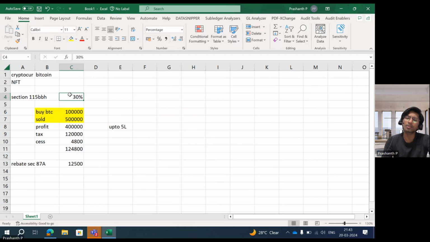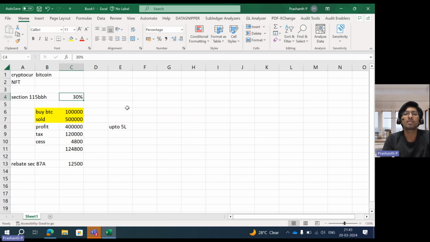So what did we understand from this much? We cannot get the basic exemption limit of 2,50,000. You cannot get the rebate. You cannot get the set off of loss benefit. You also cannot carry forward the loss. There will be no benefit when you sell cryptocurrencies. When you make profit from cryptocurrencies, you have to pay tax at the rate of 30%, right? So I hope this part is clear.